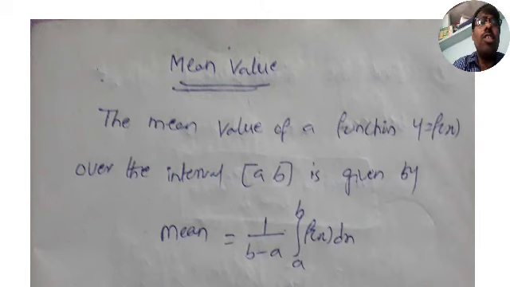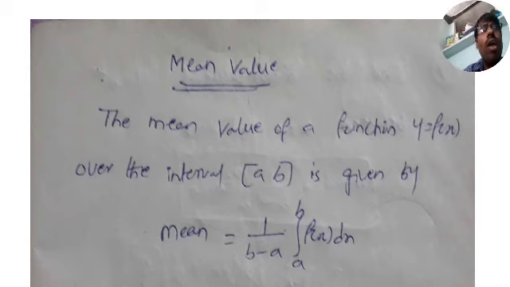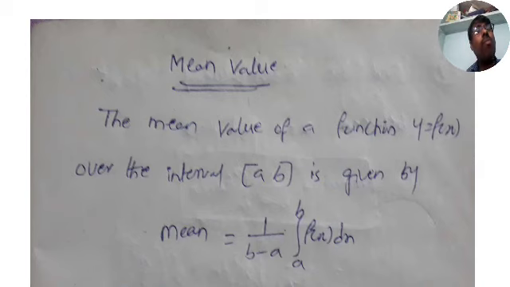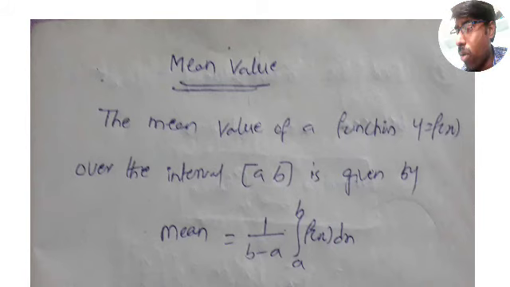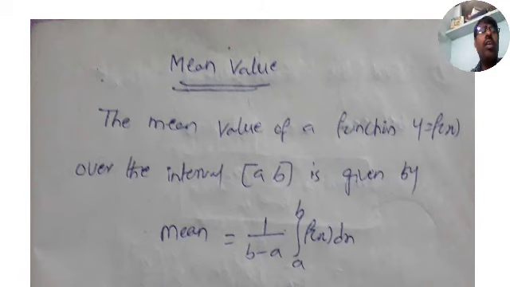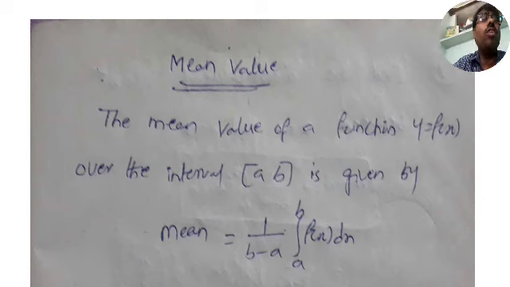So this is the definition of a mean value. The mean value of a function y equal to f of x over the closed interval a to b is given by mean is equal to 1 by b minus a integration a to b f of x dx. Once you see the problem, once you do the problem, you will get more clarity. Meanwhile, try to remember the formula: mean is equal to 1 by b minus a integration a to b f of x dx. Are you getting, guys?